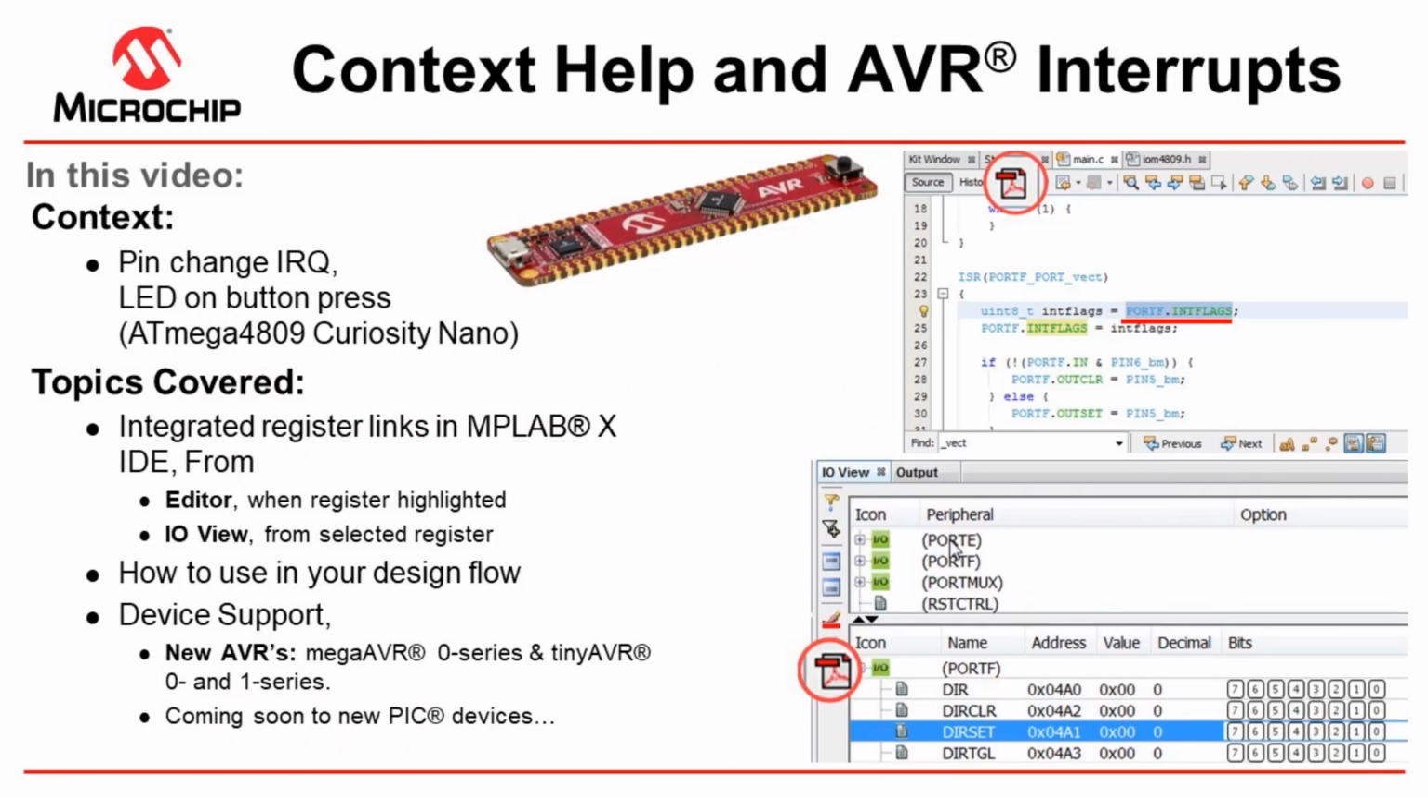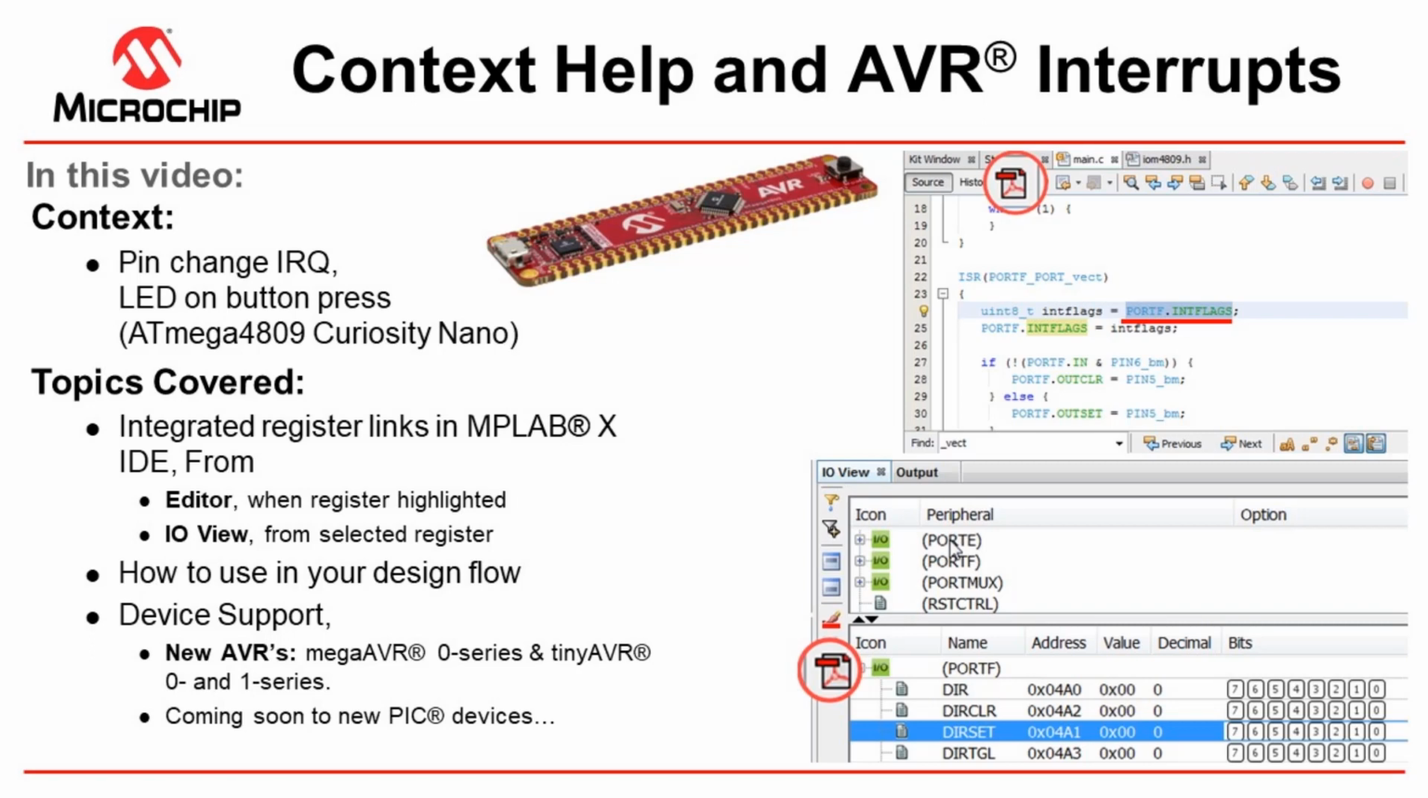Okay, so in this video, I'm going to show off some of the context datasheet help now in MPLAB X. This works for the new AVRs, MEGA4809, for example, in the megaAVR 0 series, or the tiny817, one of the examples in the tinyAVR 0 or 1 series. Some PIC devices are coming soon as well.